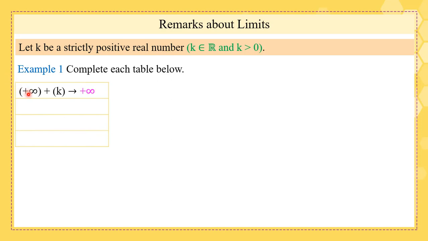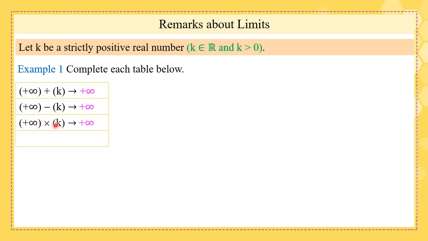Now what is positive infinity plus k? It will be positive infinity because positive infinity in this case represents a very large quantity, and if we add another quantity to a very large quantity, it becomes larger and larger. Now what is positive infinity minus k? This is also positive infinity because if we subtract a certain quantity from a very large quantity, it remains large.